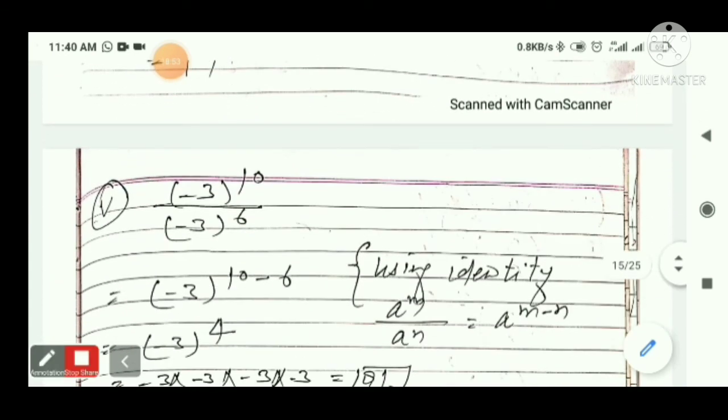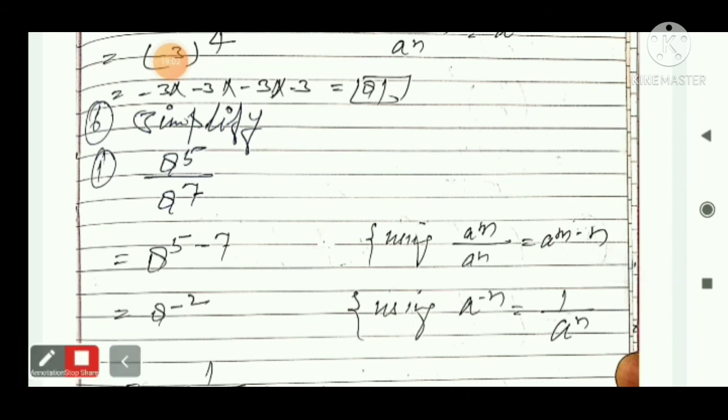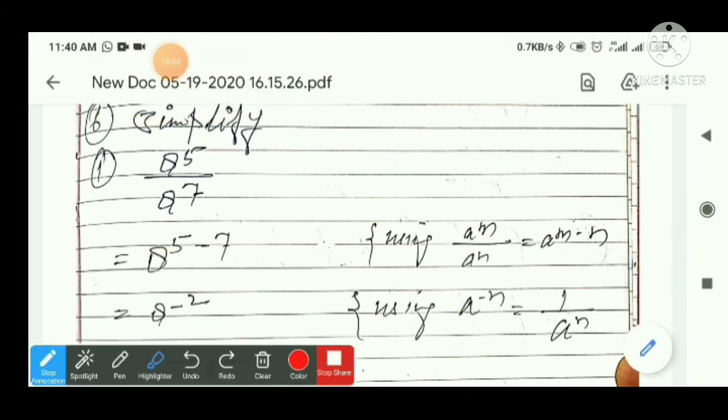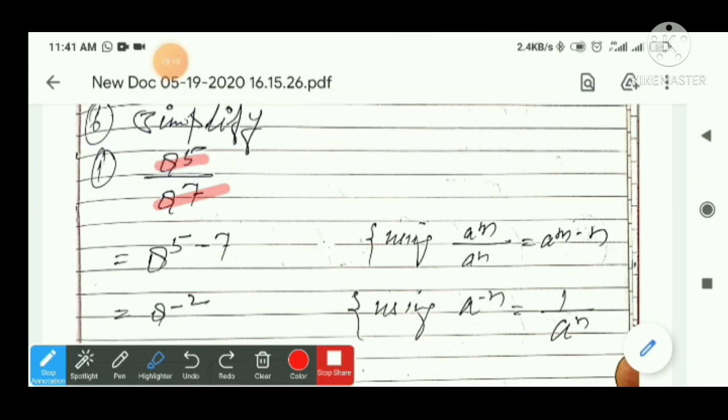after that we will do question number 6. Sorry, question number 6. Simplify 8 raised 5 upon 8 raised 7. So students, in the division method, if the base is the same, we will subtract the powers. A raised m upon a raised n is a raised m minus n. So it will be 8 raised 5 minus 7. The power 7 is greater than 5, so 5 minus 7 is minus 2, and it will be 8 raised minus 2.